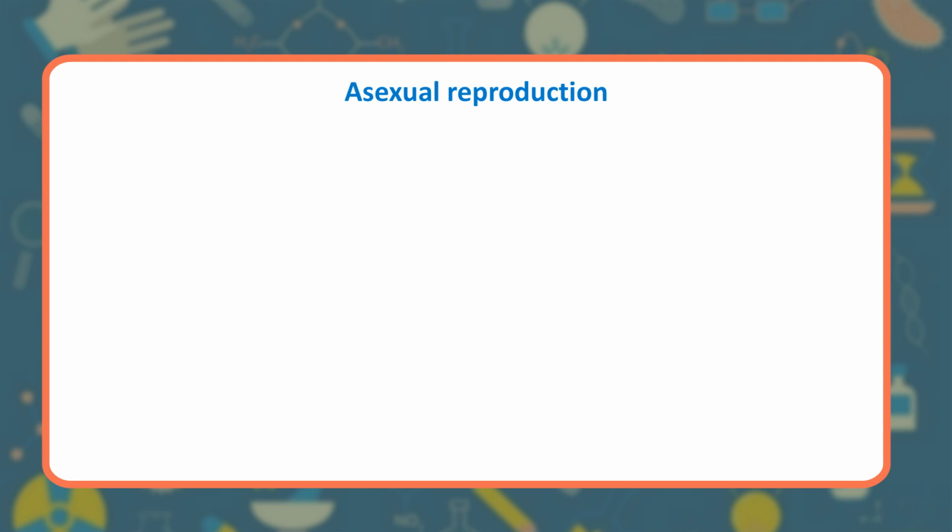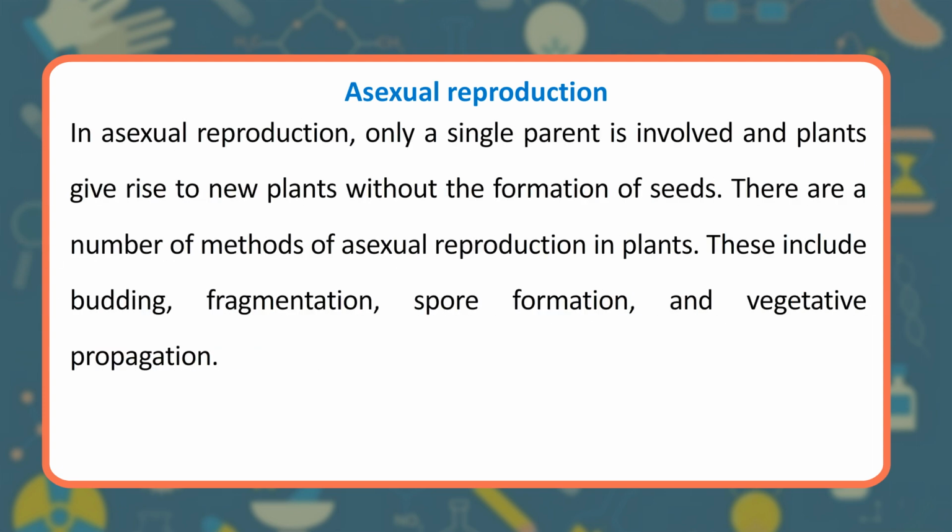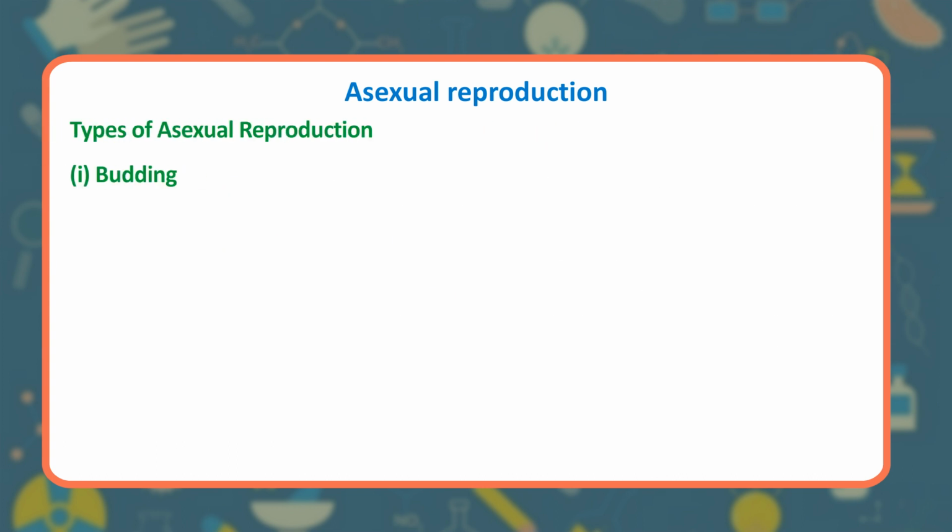Asexual reproduction. In asexual reproduction, only a single parent is involved and plants give rise to new plants without the formation of seeds. There are a number of methods of asexual reproduction in plants. These include budding, fragmentation, spore formation, and vegetative propagation. Types of asexual reproduction.